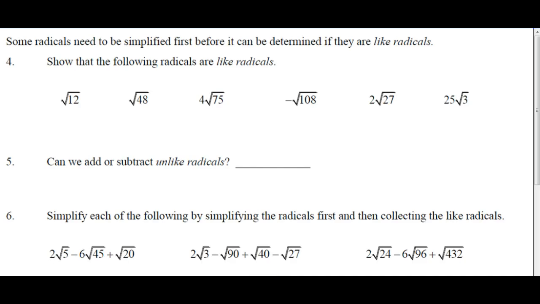Some radicals need to be simplified first, right? So all the stuff we did yesterday, changing entire to mixed, could be used to determine if they're like radicals. You look at root 12 and root 48, and they're not like radicals, right? One's got 12, one's got a 48. But what is root 12? It's 2 root 3.